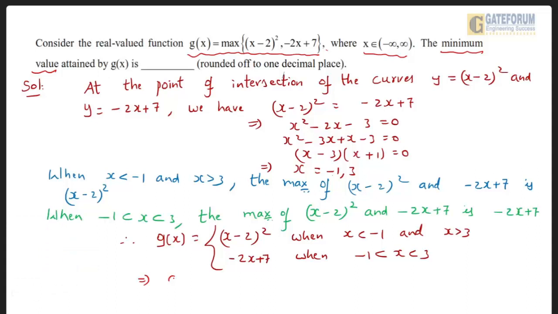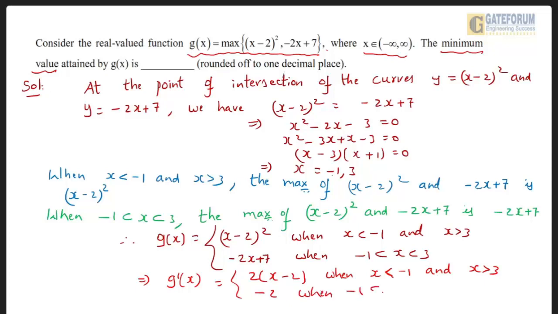In each case, first derivative with respect to x. (x minus 2) whole square, derivative with respect to x is 2 into (x minus 2), when x is less than minus 1 and x is greater than 3. Minus 2x plus 7, derivative with respect to x is minus 2, a constant. Derivative is 0 when minus 1 is less than x less than 3. Now, using the first derivative method, I am not finding the second derivative method.